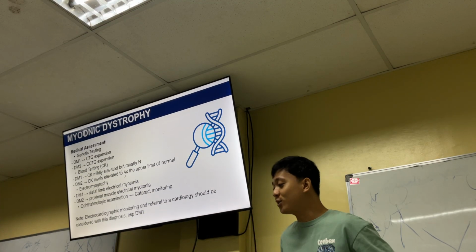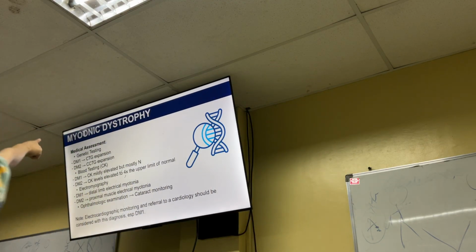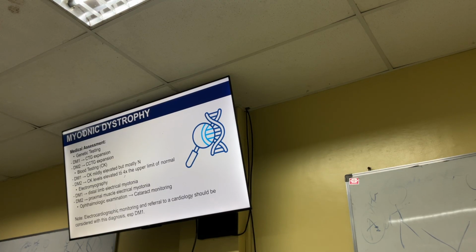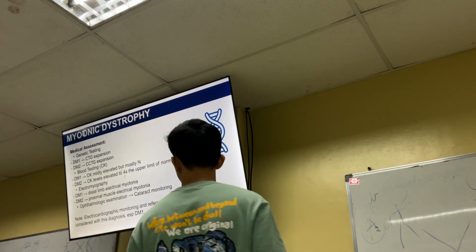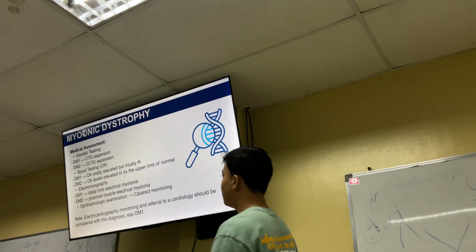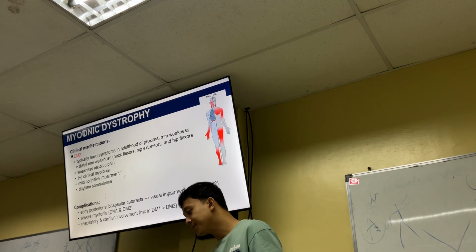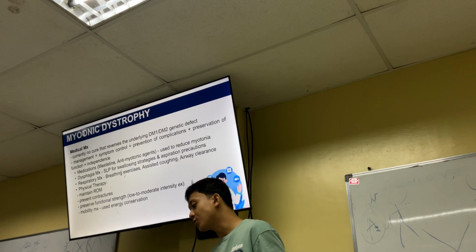Medical assessment of myotonic dystrophy here. For genetic testing, we know that in DM1 there is expansion of CTG, and in DM2 there is expansion of CCTG. Blood testing usually shows elevated CK; go back to the reason why there is elevated CK. And here, electromyography. As well, electrocardiographic monitoring and referral to cardiology should be considered with this diagnosis, because there is cardiac affectation associated with myotonic dystrophy.